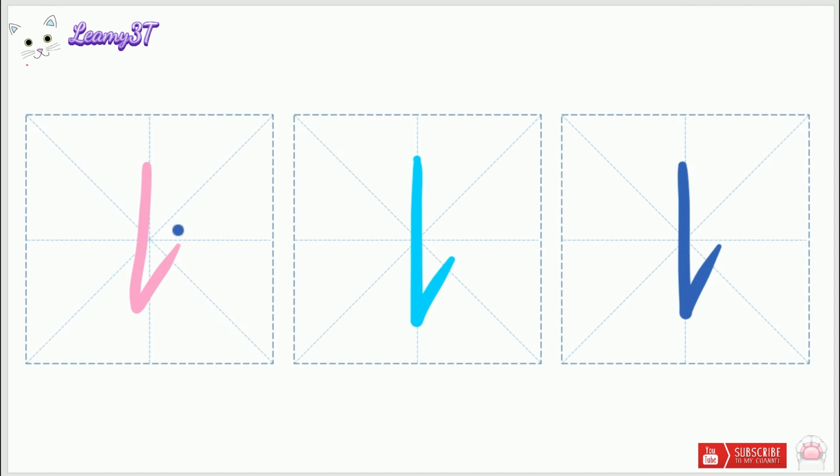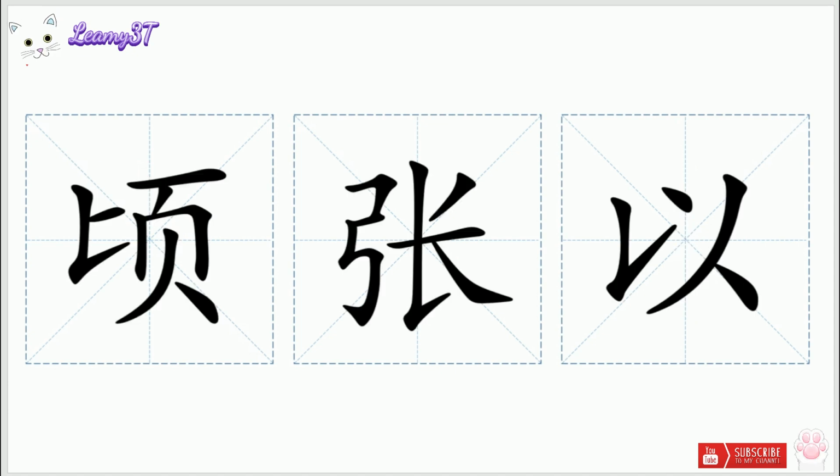Please find all the shùtí within 10 seconds. Let's check. shùtí, shùtí, shùtí. Have you found everyone?